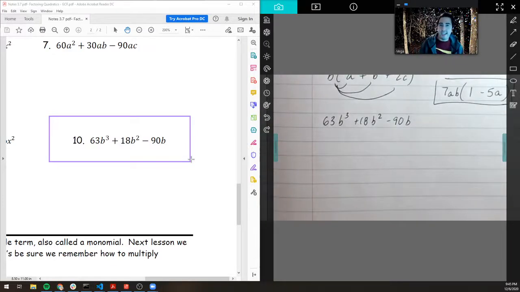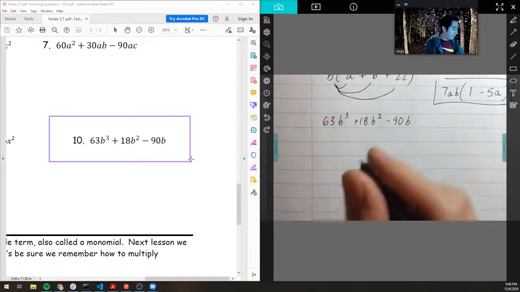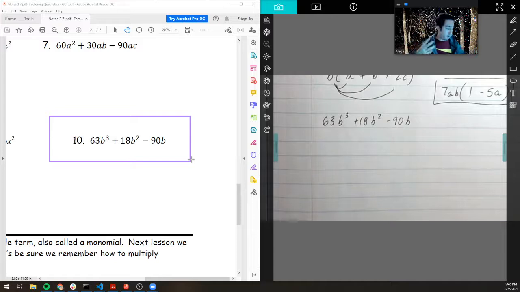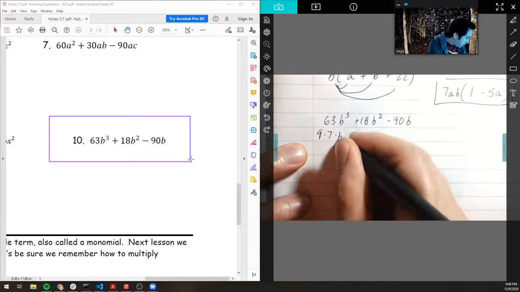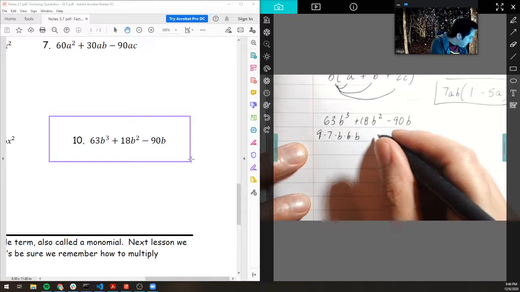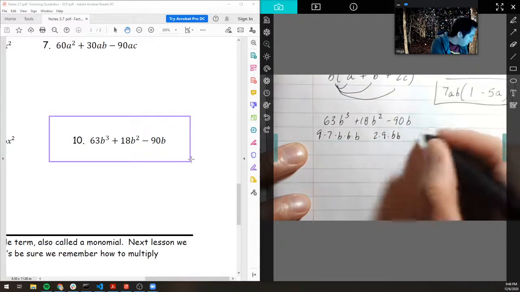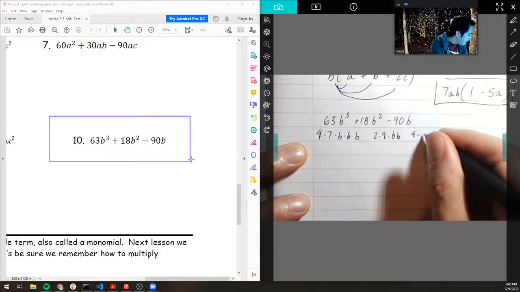Right away, if you say it out loud, I definitely heard myself say B 3 times, so I know there's a B in there that I'm going to factor out. 63, if you have your multiplication tables memorized, when I hear 63, I think of 9 times 7. 18 is 2 times 9, and 90 is 9 times 10. So reading the problem, I think 9, I think B automatically, but I'll break it down. 63 is 9 times 7 times B times B times B. 18 is 2 times 9 times B, and negative 90 is 9 times negative 10 times B.